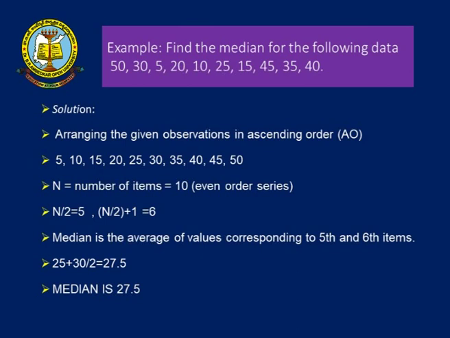So we can use the average of the n by 2 and n by 2 plus 1th items. Here n is 10, so n by 2 is 5, and n by 2 plus 1 is 5 plus 1, which is 6. So we take the average of the 5th item and the 6th item. The 5th observation is 25 and the 6th is 30. Average means the sum of the observations divided by the total number of observations. So 25 plus 30 by 2, which is 55 by 2, means 27.5. That is the median of the given problem.